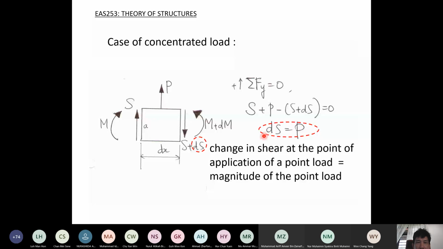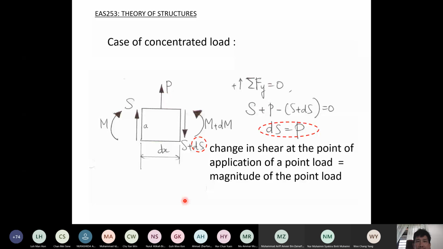This equation means there is a change in shear at the point of application of the point load. When you move from slightly to the left of this point to slightly to the right, through this concentrated load, there is a change in shear, and that change in shear is equal to the magnitude of the point load. Here we assume going up as positive, so there is a positive change. If this P is acting downward, the change becomes negative.